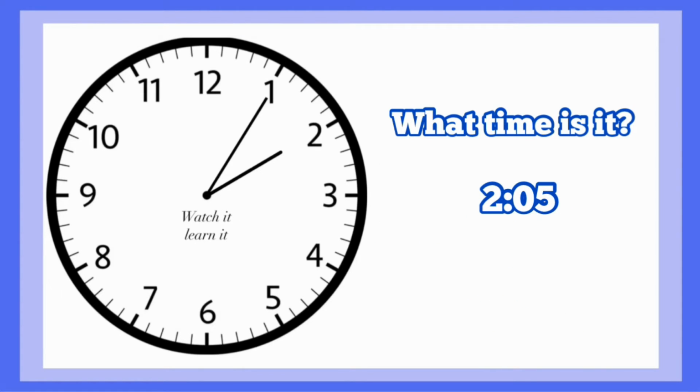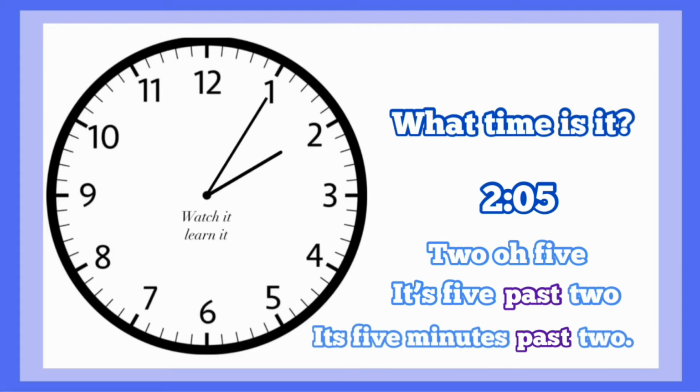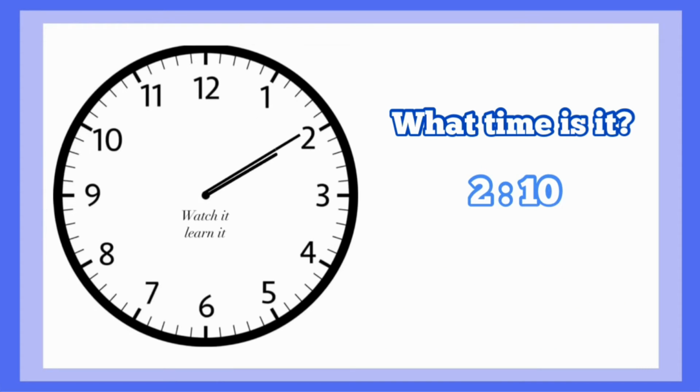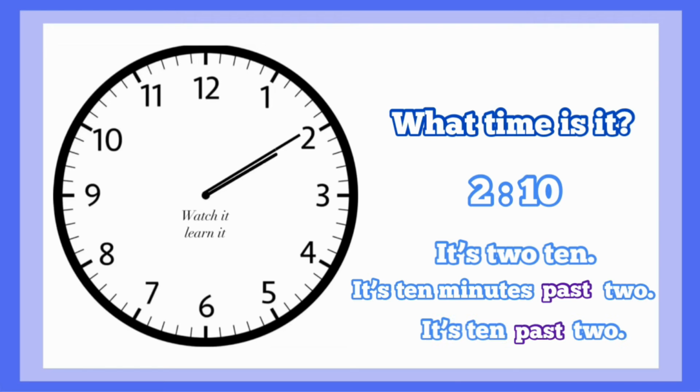Okay, now what time is it? There are 3 different ways that you can express the time. You can say it is 2:05, it's 5 past 2. Also, you can say it's 5 minutes past 2. Now, what time is it? You can say it is 2:10 or it is 10 minutes past 2. Also, you can say it is 10 past 2.